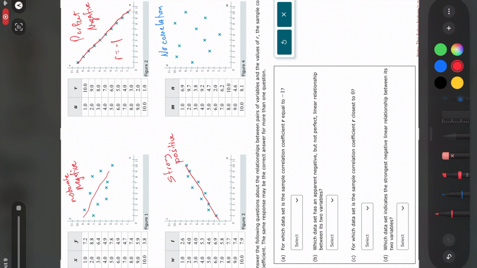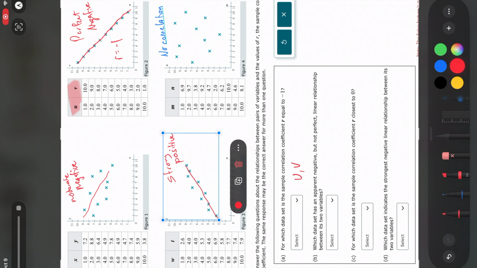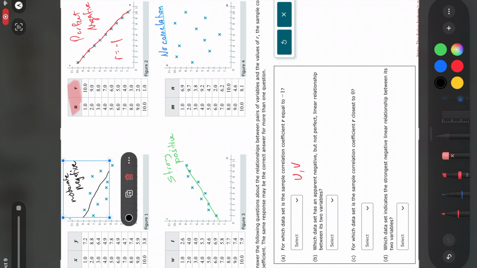So our questions: which data set is the sample correlation R equal to -1? That's going to be these right here, the UV ones. So you would pick data set UV. Let me change the colors of these real quick. All right, which set has an apparent negative but not perfect? That would be the one that I just highlighted, this XY one, because you can tell it's negative, but it's obviously not perfect. It's not in a straight line.